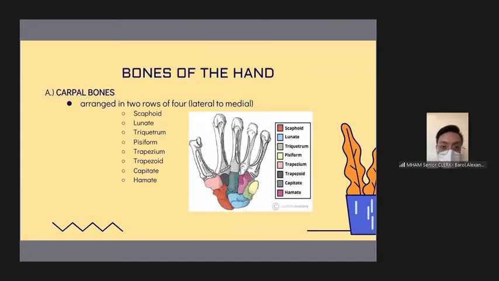So next to be discussed will be your bones of the hand. So we have your carpal bones, which are arranged in two rows of four, from lateral to medial: your scaphoid, lunate, triquetrum, pisiform, trapezium, trapezoid, capitate, and your hamate. As you can see on the right side, it looks like this.